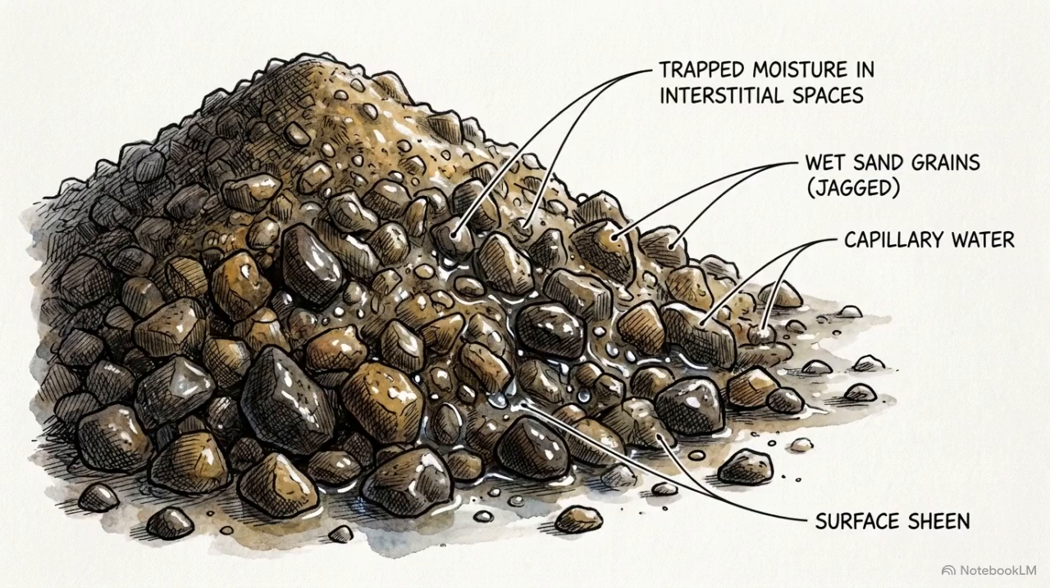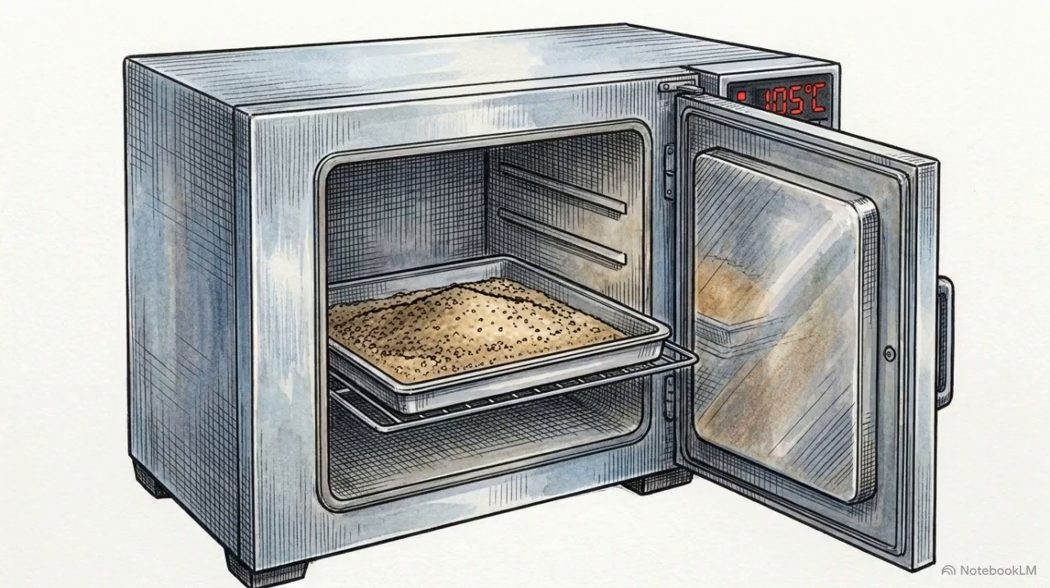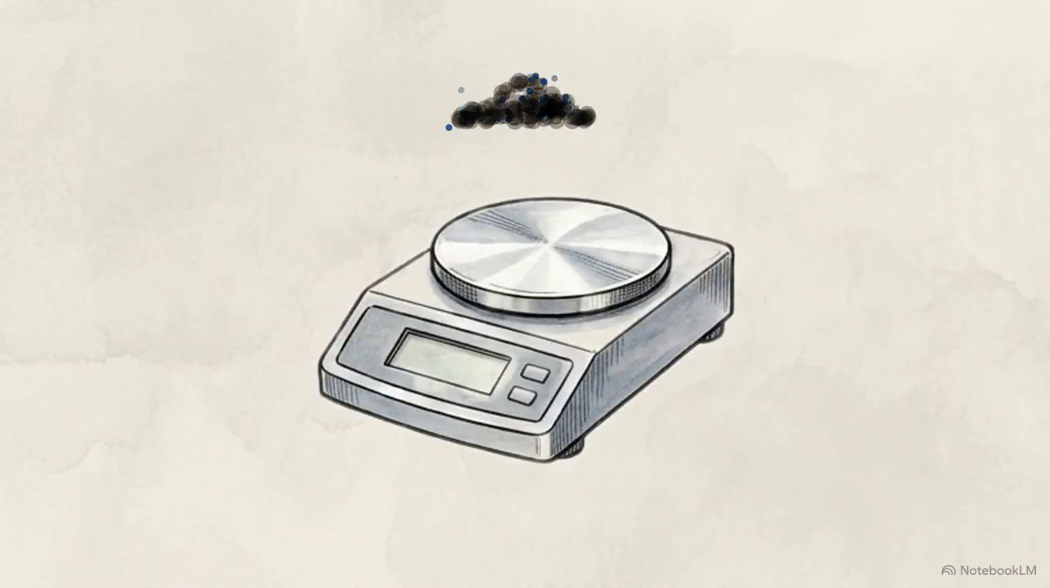At this stage, the primary concern is ambient moisture trapped between the sand grains. We bake the sample in a drying oven at 105 degrees Celsius for 12 to 24 hours. This ensures that the weight we measure later consists only of the aggregate itself, not trapped water.